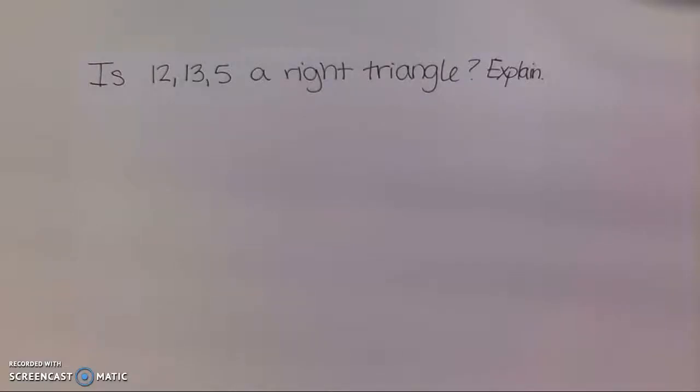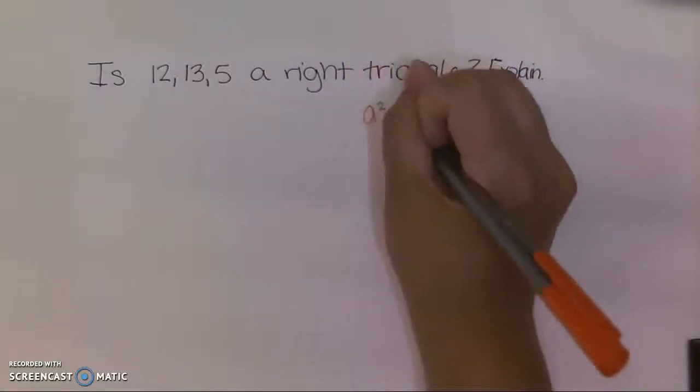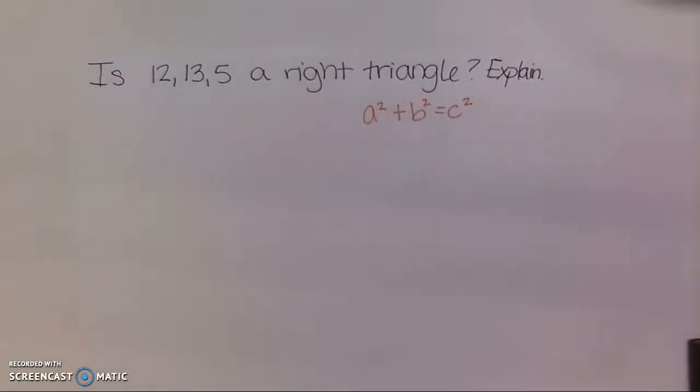In this video, we're going to talk a little bit about the converse of the Pythagorean theorem. So in order to talk about the converse of the Pythagorean theorem, we need to remember the Pythagorean theorem. The Pythagorean theorem is a squared plus b squared equals c squared. Now, that's technically not the Pythagorean theorem. The Pythagorean theorem has a whole preamble beforehand.